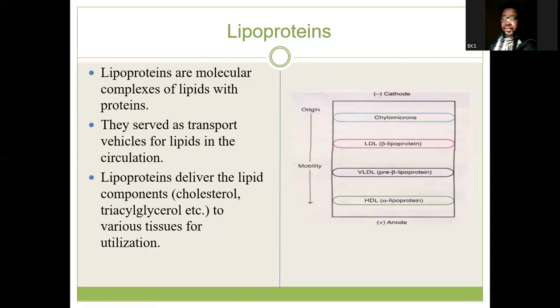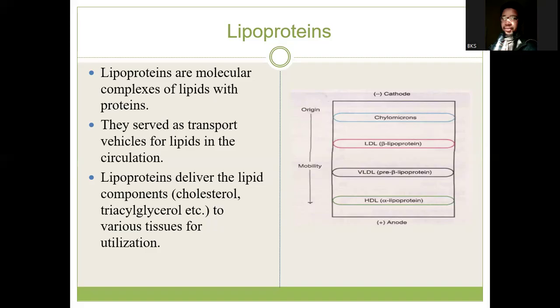Today, I will talk about lipoproteins. Remember, in our previous discussion, we talked about lipoprotein as an example or a subsection of complex lipid, where we said complex lipid can be phospholipid, glycolipid, or lipoproteins, where we said in lipoproteins, you have a complex of a lipid with a protein.